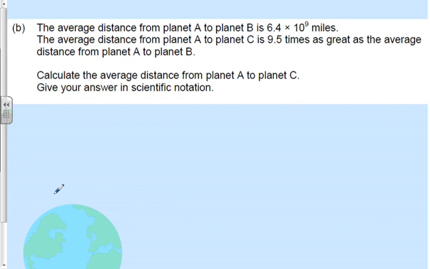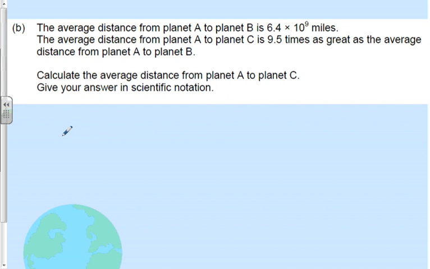Question B looks at our standard form. The average distance from planet A to planet B is 6.4 times 10 to the power 9 miles. The average distance from A to planet C is 9.5 times as great as the average distance from planet A to planet B. That's a very wordy way of saying that the distance from A to C is 9.5 times bigger than A to B. Calculate the average distance from planet A to planet C, giving your answer in scientific notation.